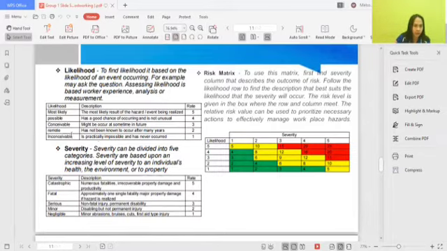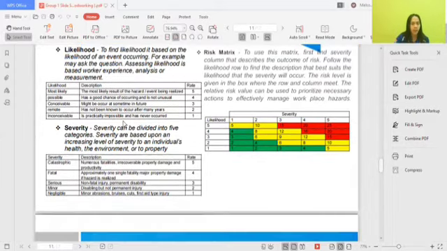And level two is remote, has not been known to occur in many years. Level three is considerable, may occur at some time in the future. Level four is possible, has a good chance of occurring and is not unusual. And level five is most likely. The most likely result of the hazard event being realized.